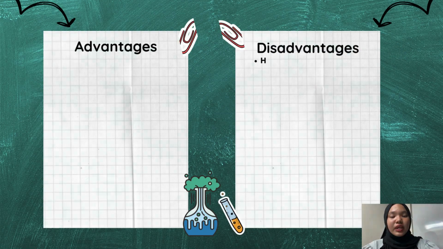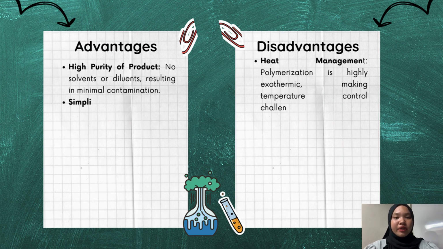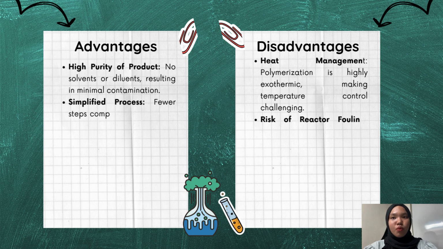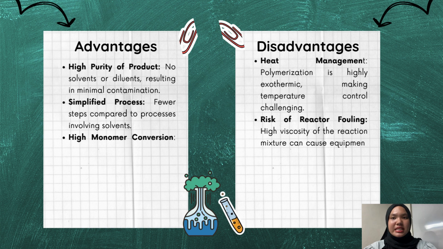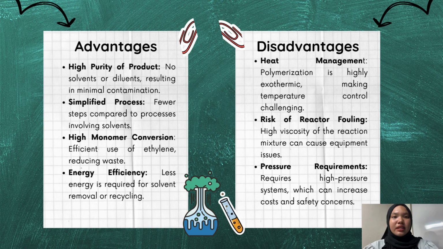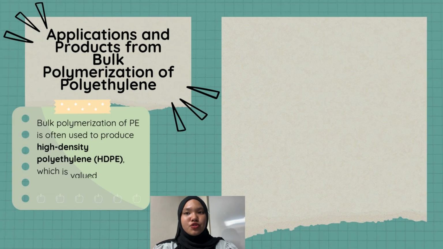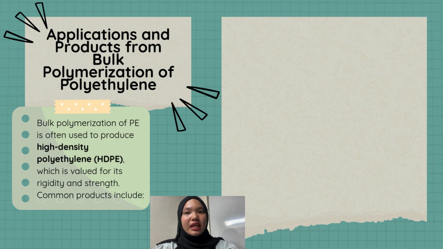As you can see, there are advantages and disadvantages of polymerization. The first advantage is high purity of product. The second is a simplified process. The third is high monomer conversion, and the last one is energy efficiency. For disadvantages, the first one is heat management, the second is risk of reactor fouling, and the last one is pressure requirement.